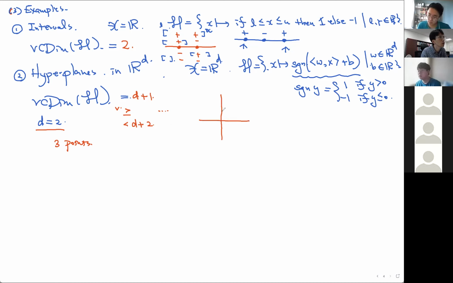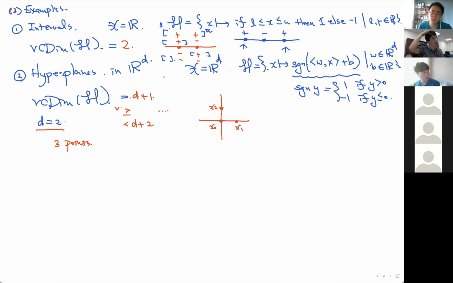How should we choose the points in the 2 dimension case? The first point is going to be the origin, x0. The second point is everything 0 except the x-axis has a value 1. That's going to be x1. The third point is everything 0 except the second axis has a value 1. That's going to be x2. So we have these 3 points.